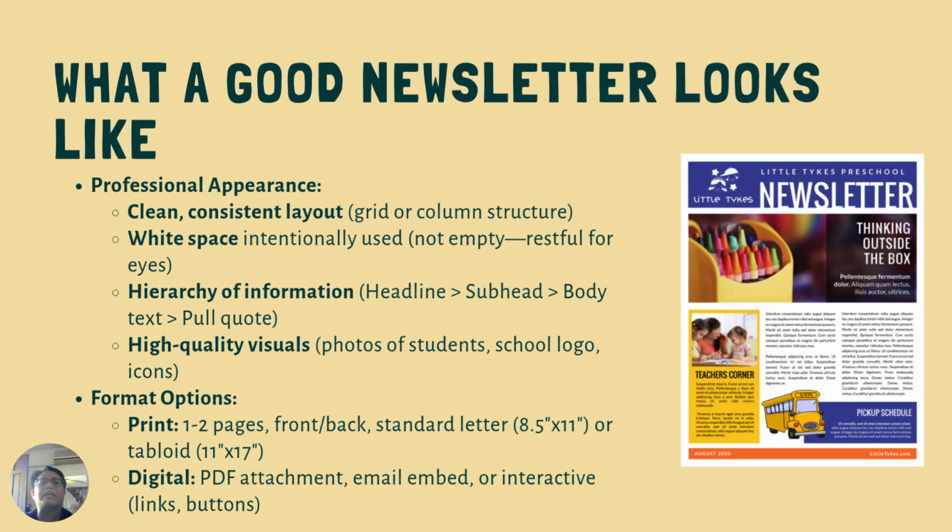Now, let's look at the visual side first. What professional appearance should a newsletter have? First, it has to have a clean, consistent layout, usually in columns or in a grid. So you see intentional white space, which is not empty, but it gives the reader's eyes a rest. Now, there's also this hierarchy of information. The biggest, boldest text is the headline, and then the body text, and then maybe a quote, a full quote in a box. And the photos are high quality. Actual students doing things, not just generic clip art.